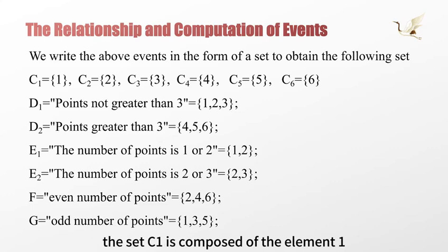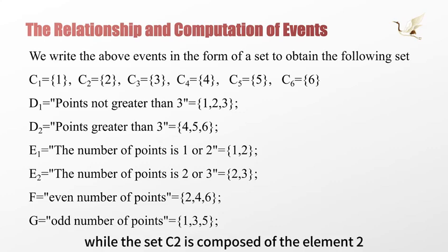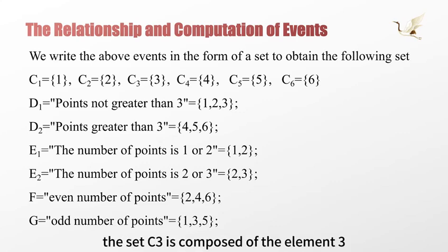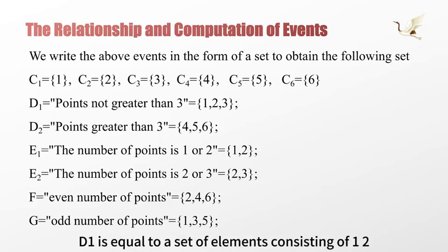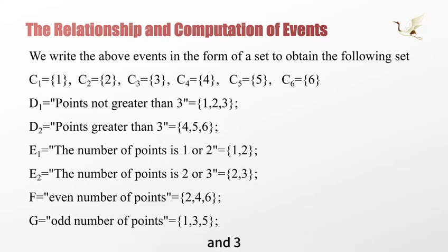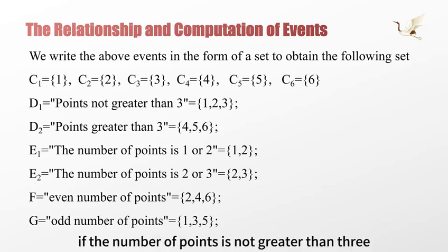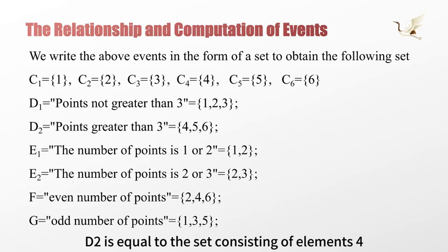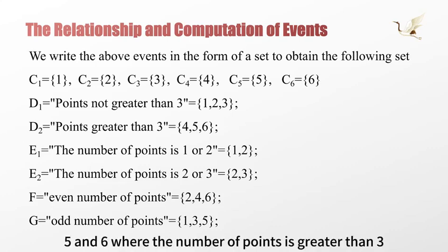The set C1 is composed of the element 1, while the set C2 is composed of the element 2. The set C3 is composed of the element 3. C4 is a set composed of the element 4, while C5 is a set composed of the element 5. C6 is a set composed of the element 6. D1 is equal to a set of elements consisting of 1, 2, and 3, if the number of points is not greater than 3. D2 is equal to the set consisting of elements 4, 5, and 6, where the number of points is greater than 3.